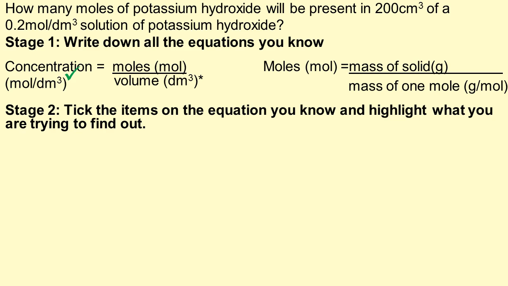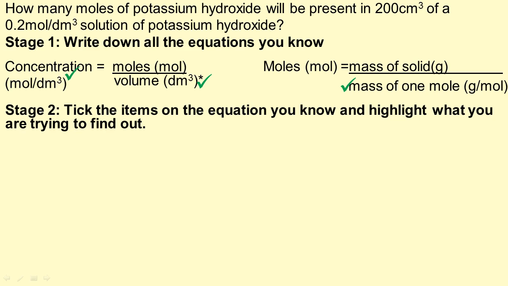So what we do know is the concentration being 0.2 moles per decimeter cubed. We also know the volume of 200 centimeters cubed. Here it's got units of dm cubed, here it's got units of cm cubed, so we're going to have to do a conversion between cm cubed and dm cubed. And finally, we could always work out the mass of 1 mole of potassium hydroxide.